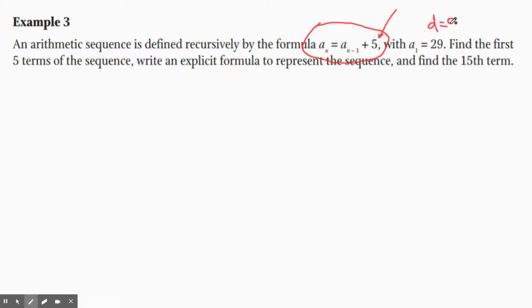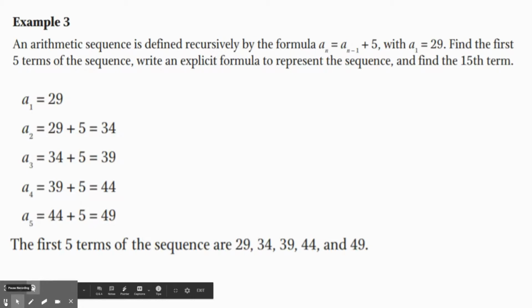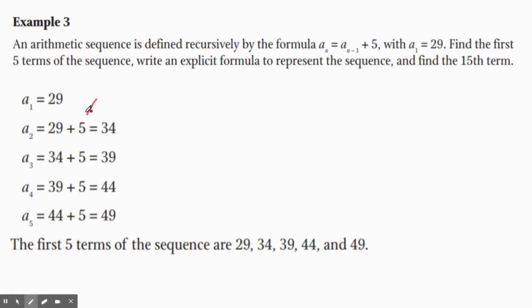So now all I have to do is really just take that value of 5 and then use the explicit formula. But first, let's find the first 5 terms. So the first term is 29. I know the common difference is 5. So all I'm going to do is add positive 5. Second term is 34. Third term will be 39. 44 and 49, there are your first 5 terms.